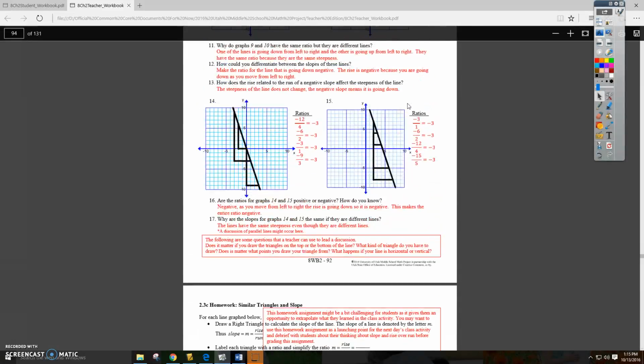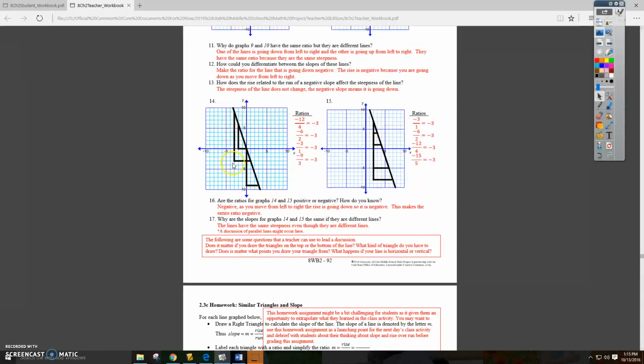Okay, if we come down to 14 and 15 here, we have two different lines, so we're going down 12 and right 4, so it's negative 12 over 4, which gives us a negative 3. It's falling, and so it's a negative slope. We have negative 6 over 2. We have negative 9 over 3. We have negative 3 over 1. They all equal negative 3. Over here, negative 15 and 5, negative 12 and 4, negative 6 and 2, negative 3 and 1, all of them are negative.